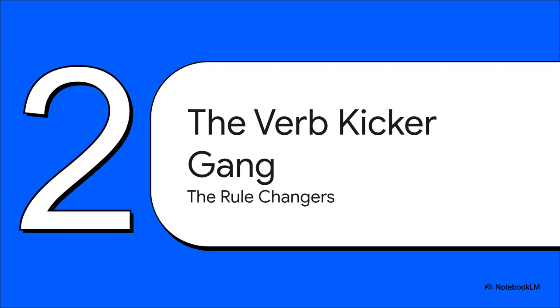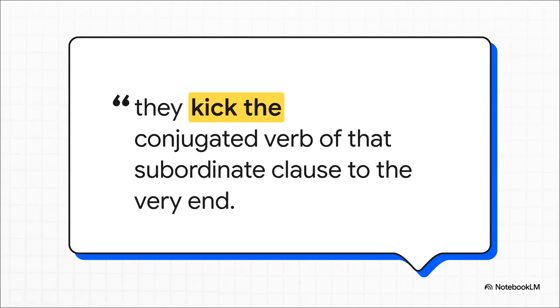All right, let's move on to our second group. Now this gang, they're a bit more powerful. They've got a little attitude and they like to change things up. But the good news is they only have one rule. And they are very, very consistent about it. And this right here is the golden rule. When you use a word from this gang, it literally finds the action word, the verb, in its part of the sentence, and it kicks it all the way to the very end.